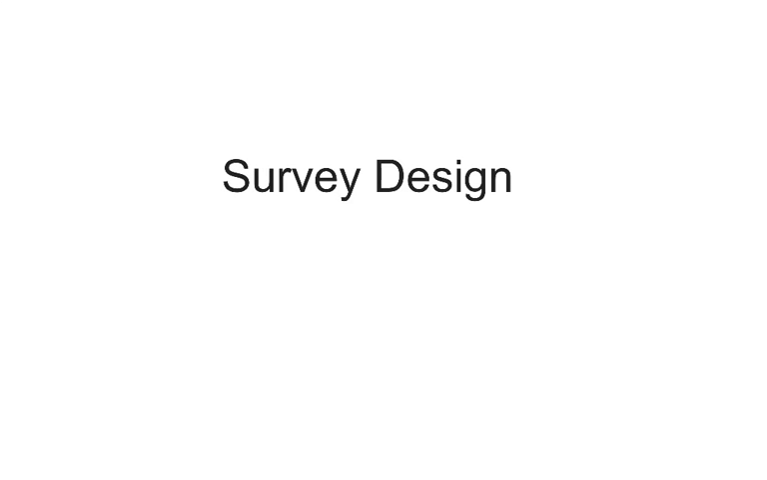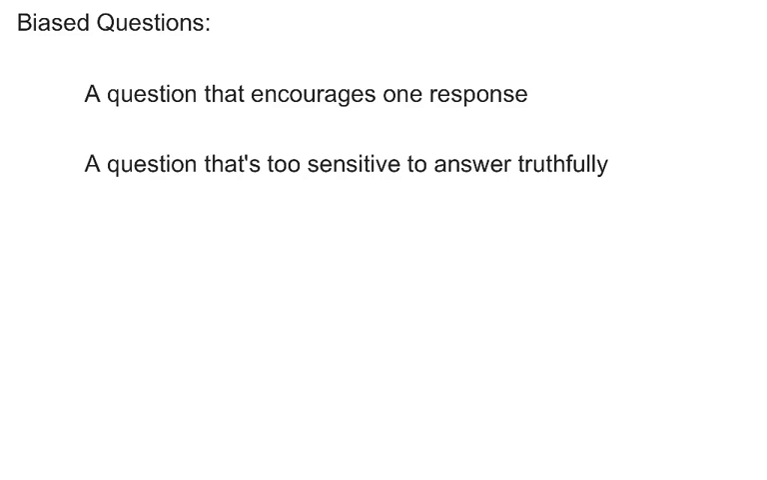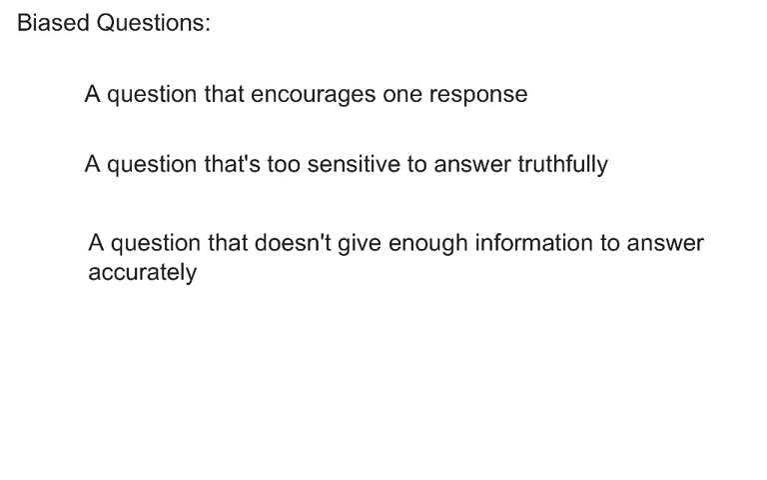Earlier we looked at ways in which selecting the sample size could introduce bias into a survey. We could also introduce bias in the questioning. There are three different types of biased questions. A biased question could be one that encourages one response over others, or a question that's too sensitive to answer truthfully, or a question that doesn't give enough information to answer it accurately.